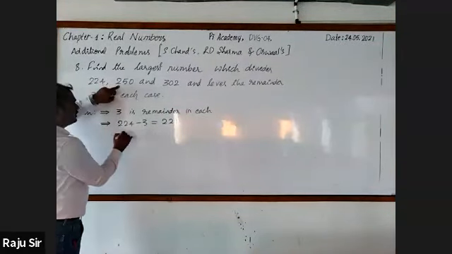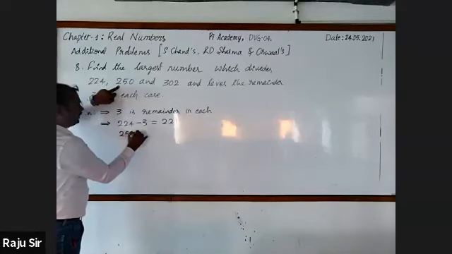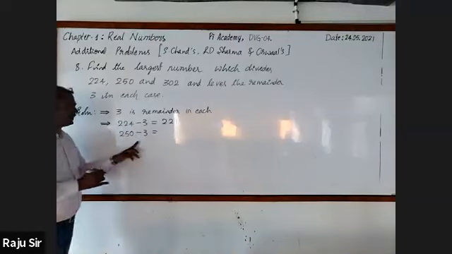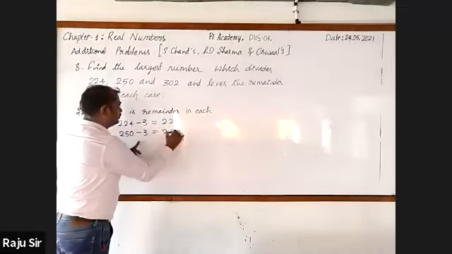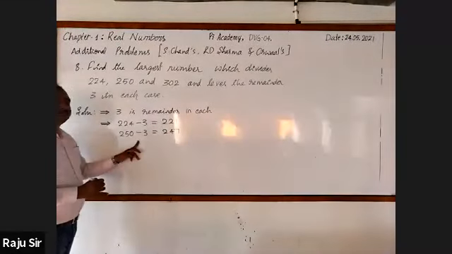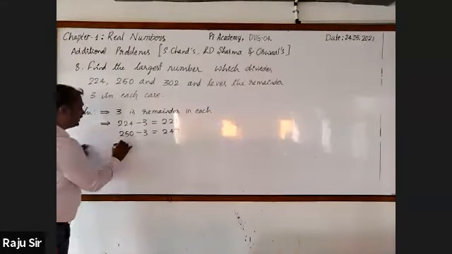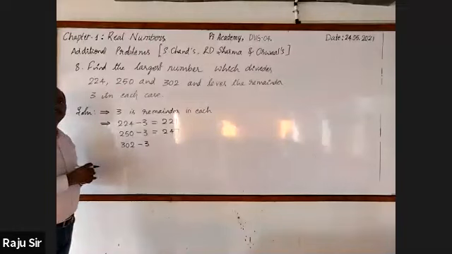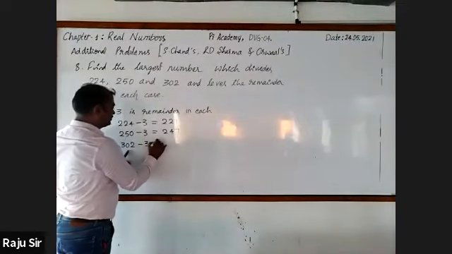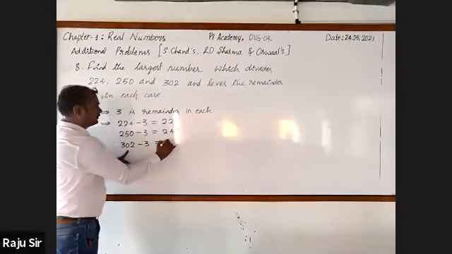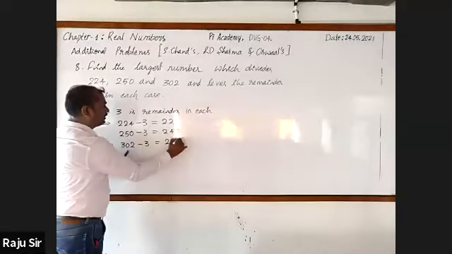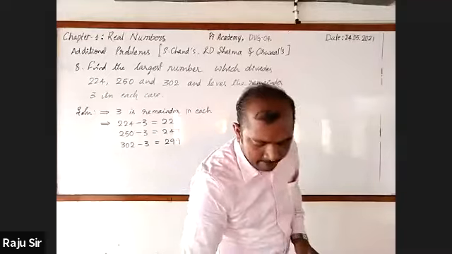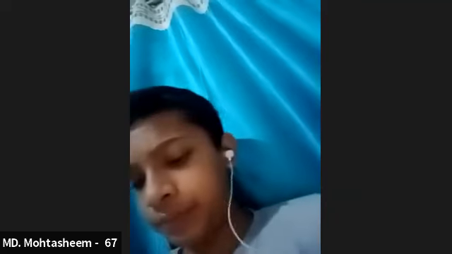In the next number, we have 250. Subtract. In that also 3 is extra. Subtract it. You'll get 247. The third number is 302. Subtract 3 from that, you'll get 299. Have you got the same? Yes, sir.